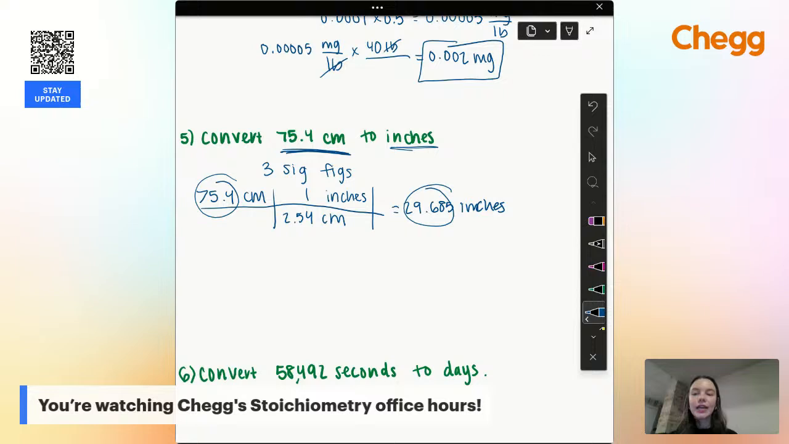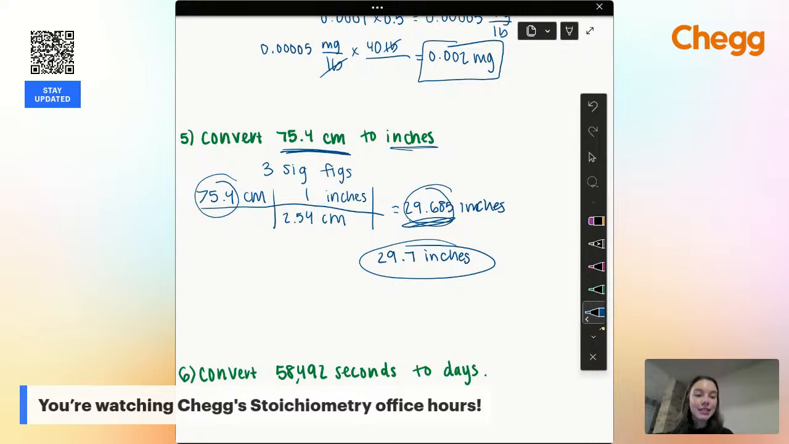But with sig figs, we want to have whatever's in our starting number and our ending answer. So we need to round this 29.685 inches to 3 sig figs. What would that be? Does anybody know? Can anybody tell me how we would round that to get 3 sig figs? Go 3, 2, 1. That is going to be 29.7 inches.